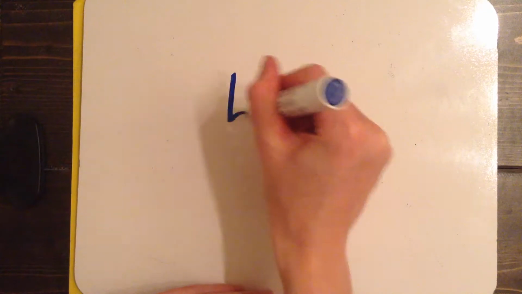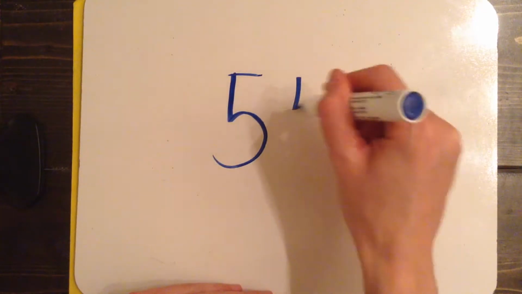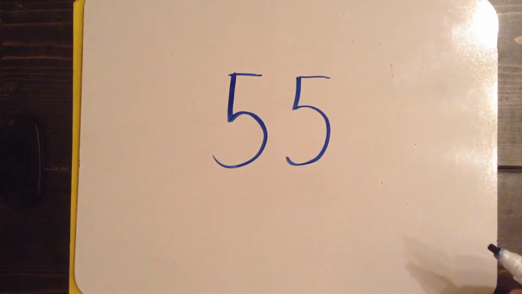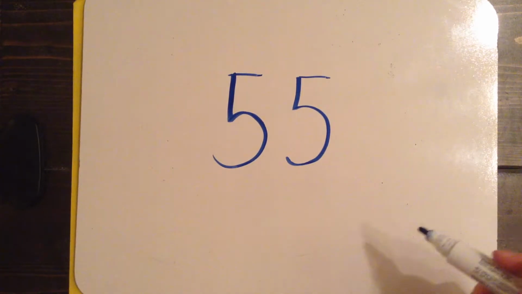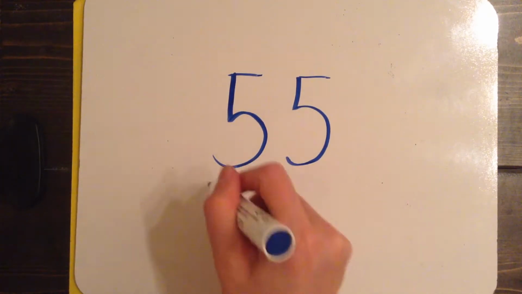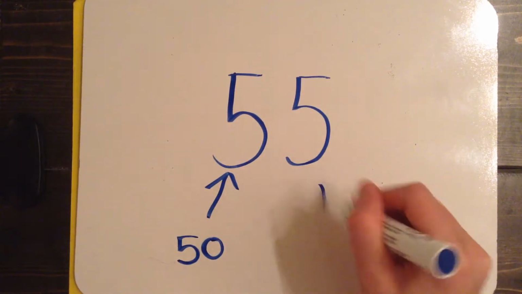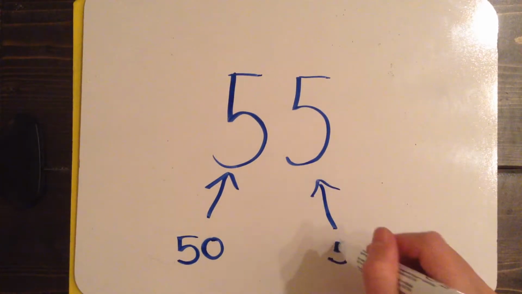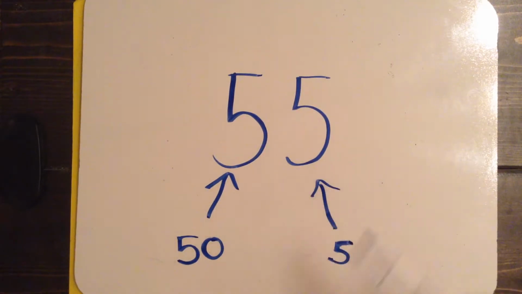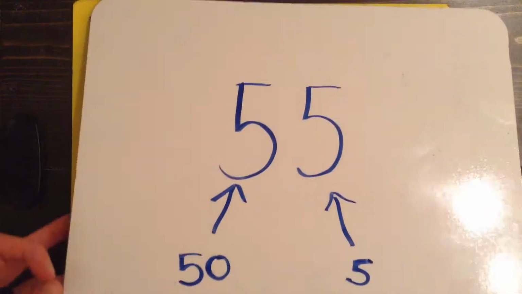Let's see if we can find the number 55 on a blank 100 chart. In order to find 55, we will need to locate 50 and then add 5 more because 55 is the same as 50 and 5. Let's look for it.